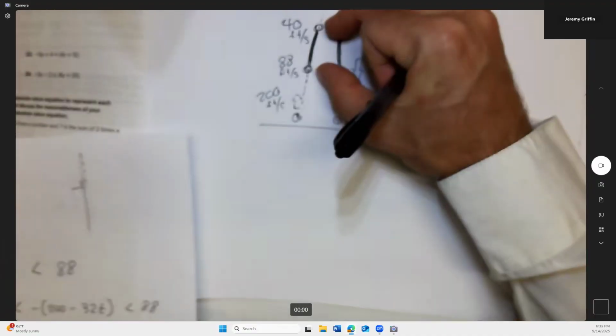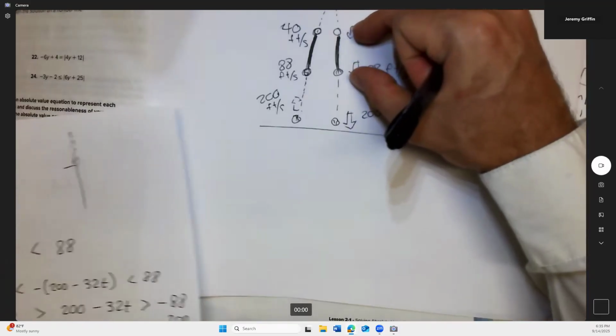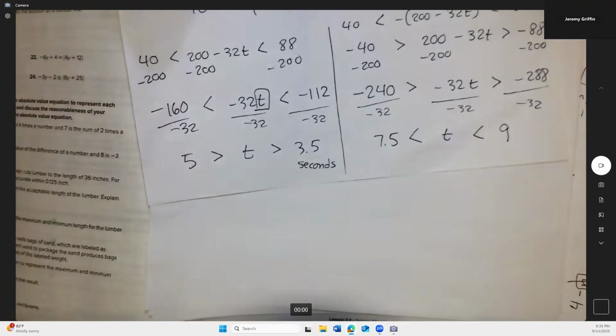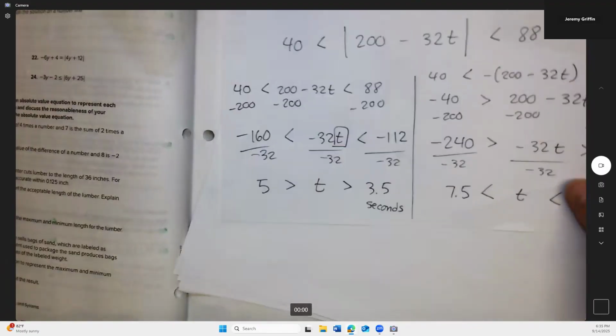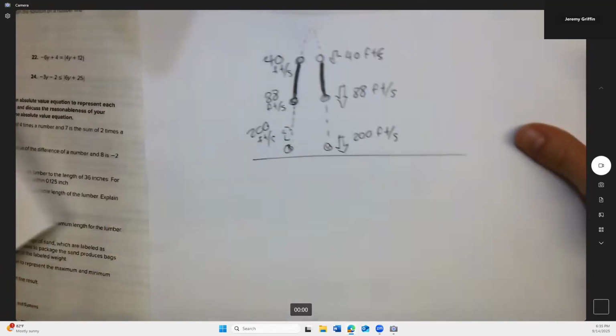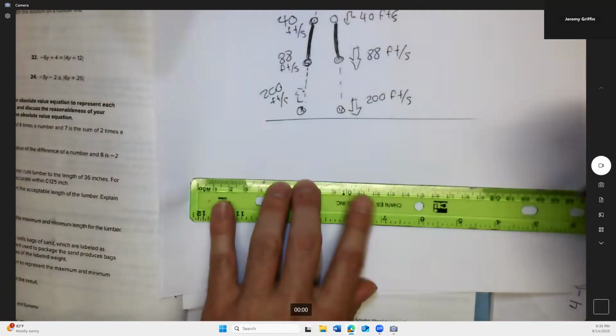So that lines up with my picture right here. Or it can be between 7.5 and 9 seconds, which lines up with my picture right here. Yeah, there it is. There's the two parts of that picture. So the solution should be, this is number 37, let me check. Yep, that's working.